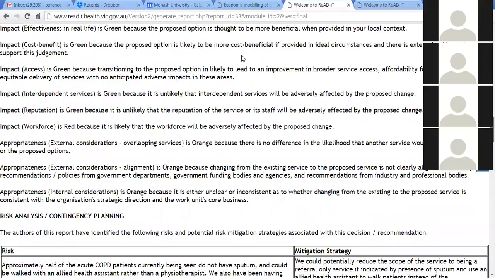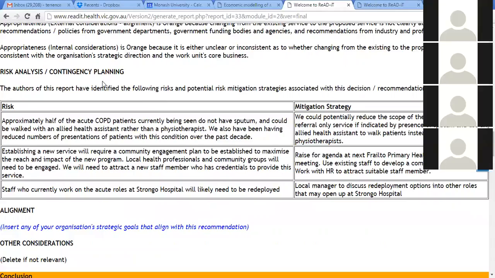Then I'll just scroll down. Here we have the risk analysis and contingency planning table. So here we had a couple of risks that we identified in the report. And here is the mitigation strategies that we entered in. And again, they've been automatically populated into this table.